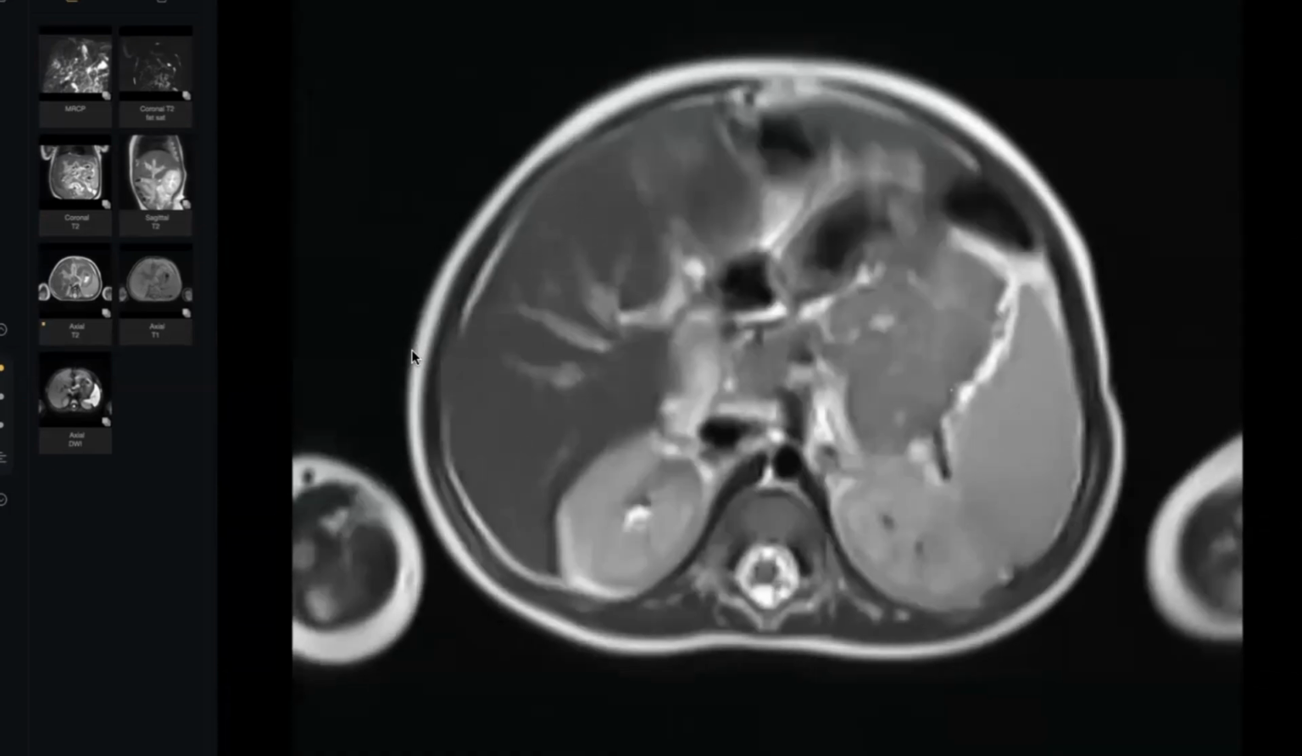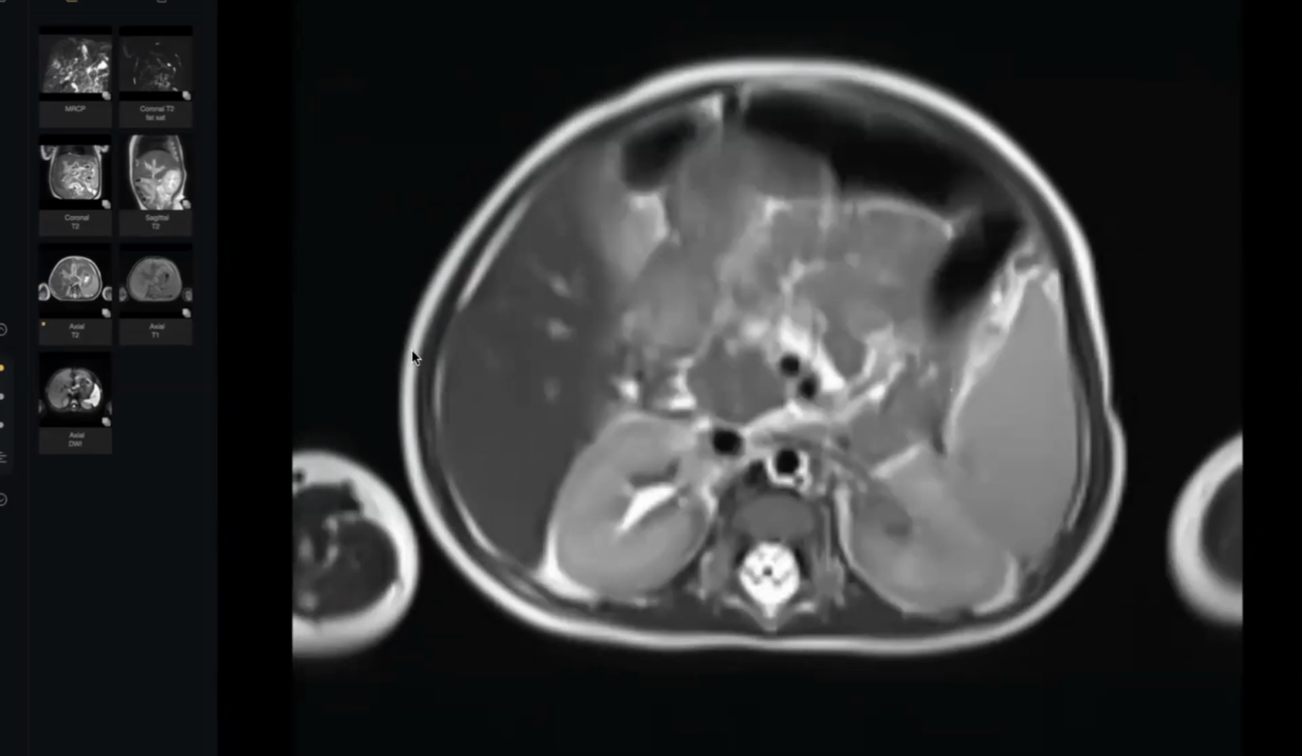I want to see what else there is. I want to see if the pancreatic duct is dilated or not, and also I want to assess the pancreas to see if there is any pathology such as lesions or stones. Can we scroll this image?